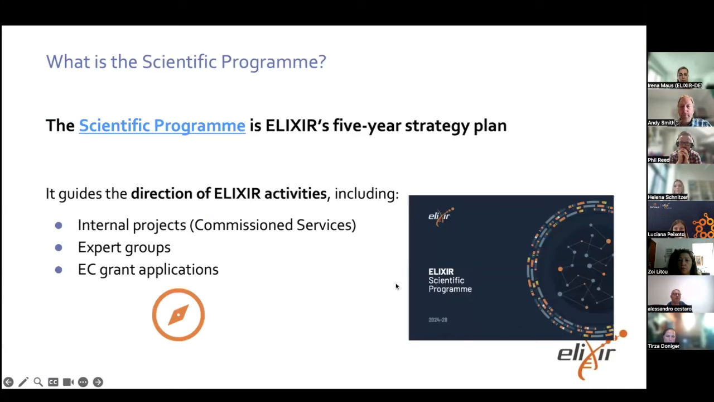So I mentioned how when a country becomes a member of Elixir, so that's the ministries of science, they transfer a budget to the headquarters based on the net national income of that country. And the activities that are described over the 5-year period are in what's known as the scientific program. So that's really like a long-term vision of what will happen in the scientific technical areas of Elixir over the period, in this case, of 2024 to 2028. So that's how Elixir operates in practice.